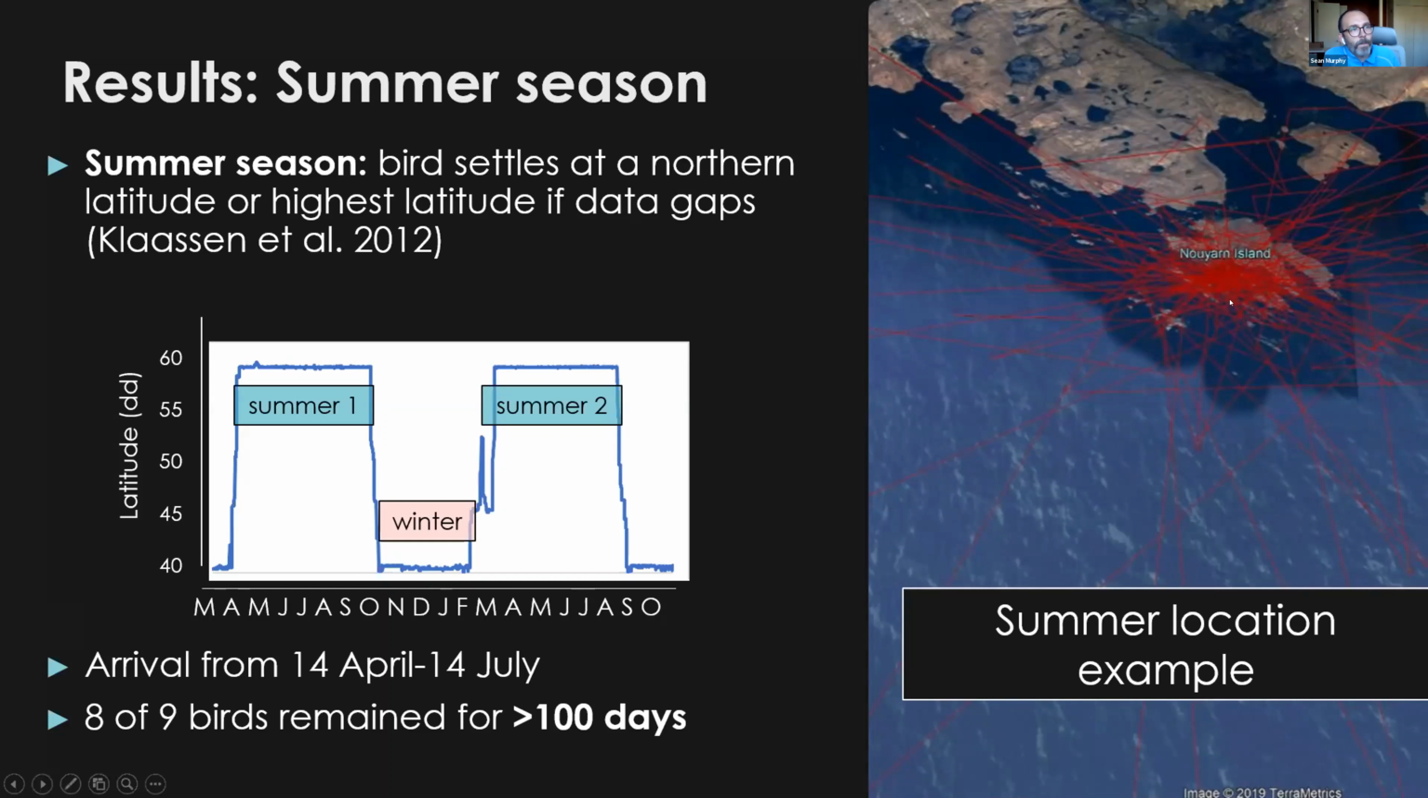And this map on the right here is just an example of what those data look like. You can see this is a good example, where there's a very central location that the tag locations are going back to.